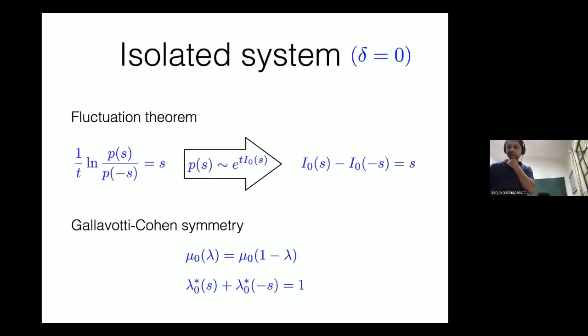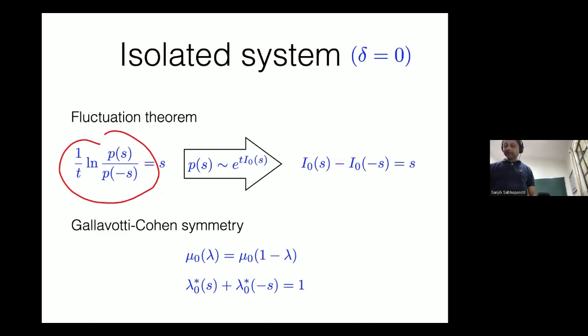Now, if you have an isolated system where delta equals 0, you know that the fluctuation theorem is satisfied. So this is given. In this case, the large deviation form of the probability distribution will tell you that this large deviation function should satisfy this symmetry. This is basically a large deviation definition of the fluctuation theorem, you can think of it.